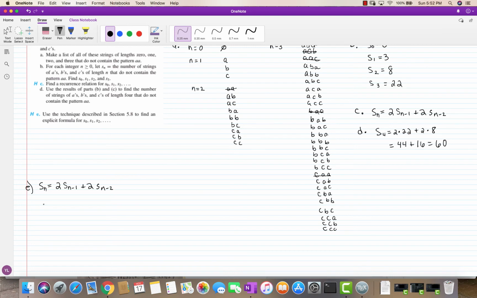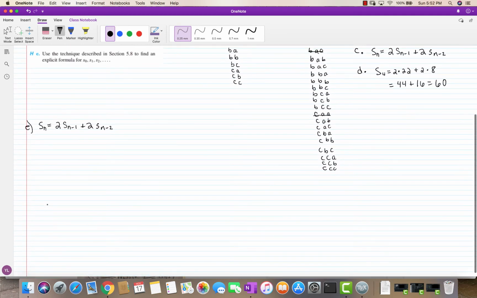Okay, so this is the trick. It's called the characteristic root technique. And what you do is you guess that Sn is of the form r to the power n, and it might not end up being perfectly r to the power n, as we'll see later, but this algebraic assumption is enough to get the ball rolling, and you'll see how it plays out.